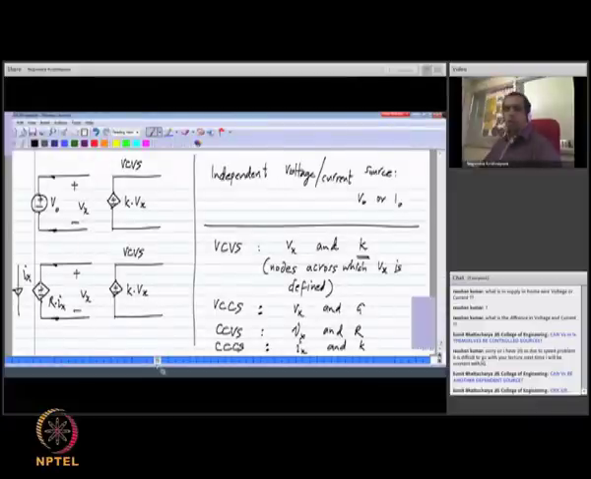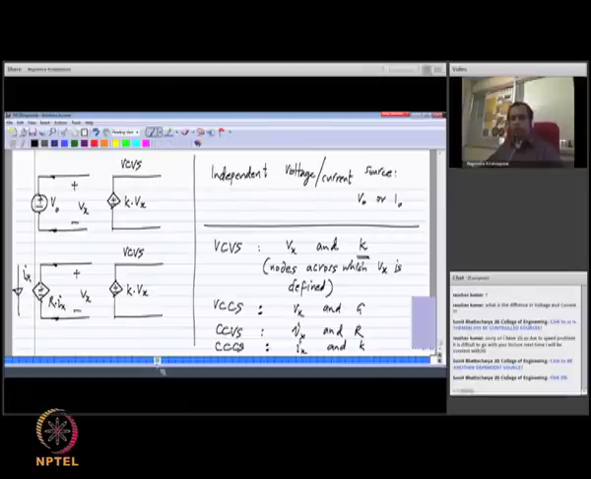Okay, now it looks like I have finished with all the questions. Now my question for the participants is, are these sources linear? We discussed four types of controlled sources. Are they linear or not, according to the definitions I have given?